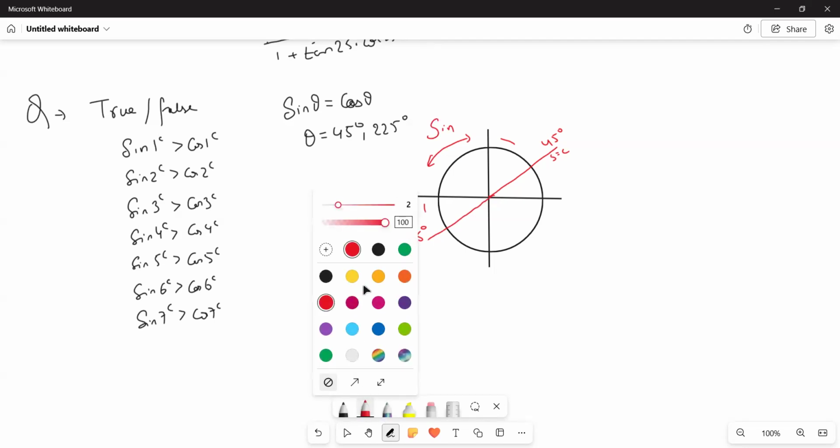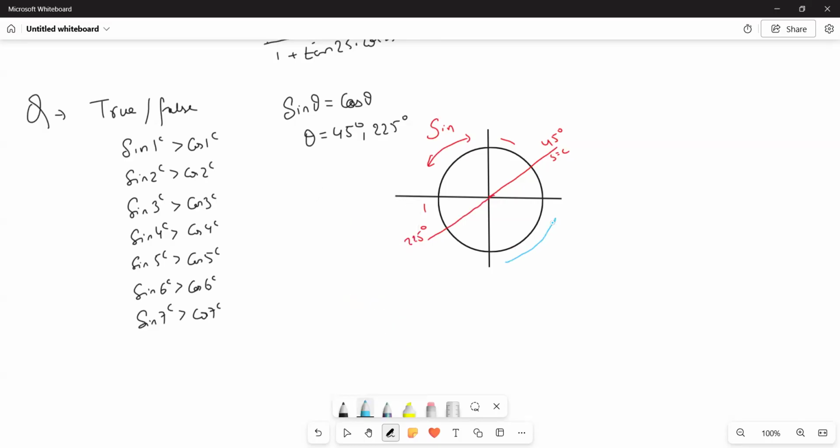And everything below that line, this is the territory of cos. For any angle lying above this line, sine will be greater. For any angle lying below this line, in the blue region, cos would be greater. ये याद रखना है. ठीक है, it's a very simple thing.